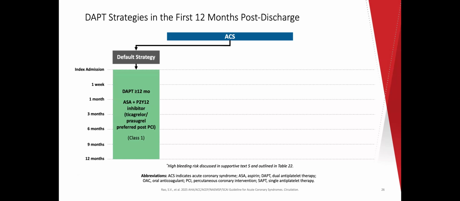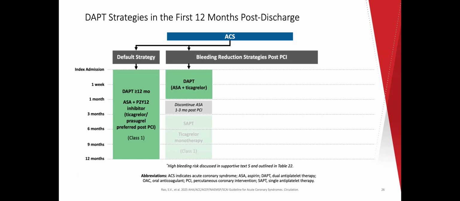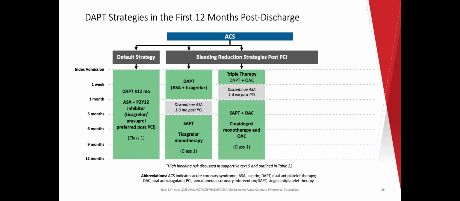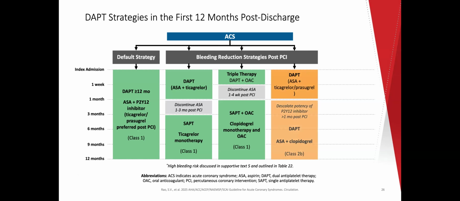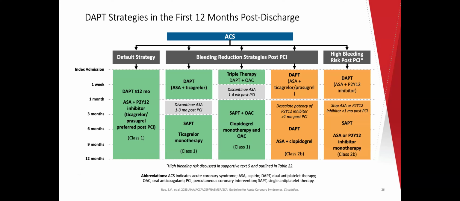I will close off this section by giving you the flowchart. For all patients with ACS, the default strategy is at least 12 months of DAPT in the leftmost column, with ticagrelor or prasugrel being preferred post-PCI. That's a class 1 recommendation in green. For patients with high bleeding risk post-PCI for ACS in the rightmost column, either the aspirin or P2Y12 inhibitor can be stopped at 1 month, transitioning to single antiplatelet therapy using either the remaining aspirin or P2Y12 inhibitor, class 2B.